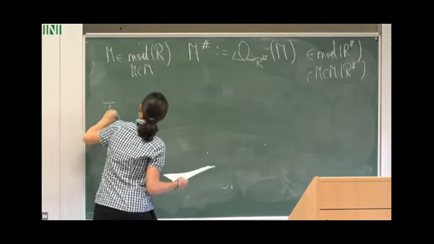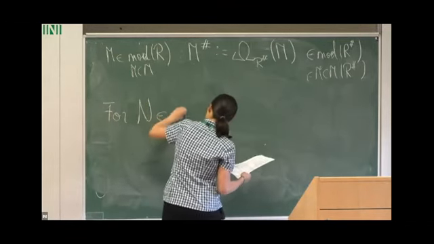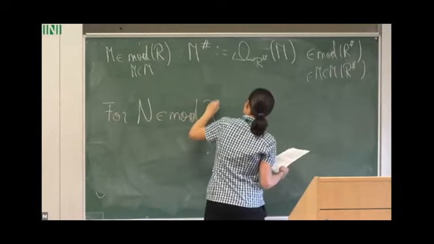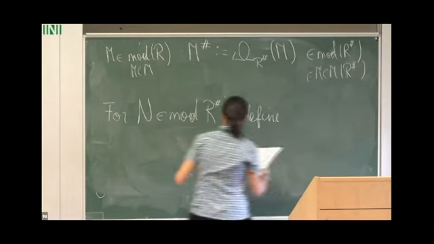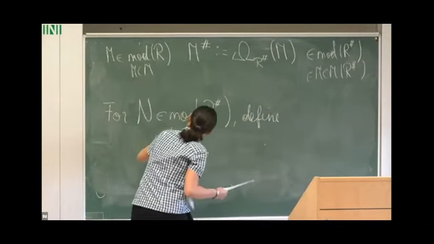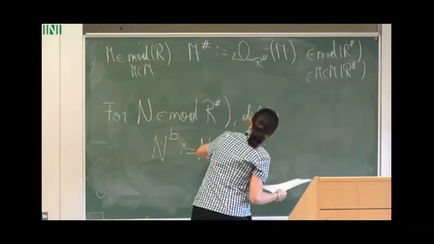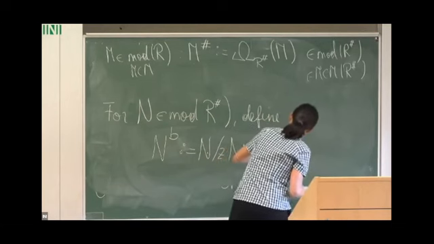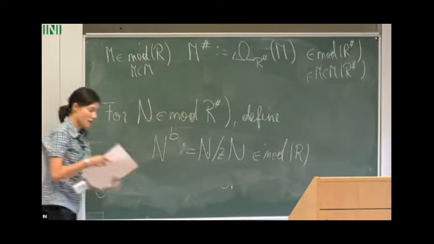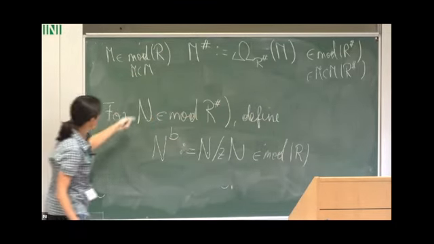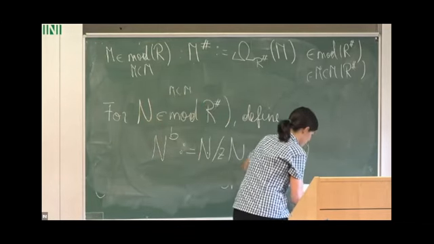So if we take a module N in mod R sharp, then we define a module over R, N flat, by modding out by Z. And so this gives us a module over R. And indeed, if this is maximal Cohen-Macaulay, then this here will also be maximal Cohen-Macaulay.